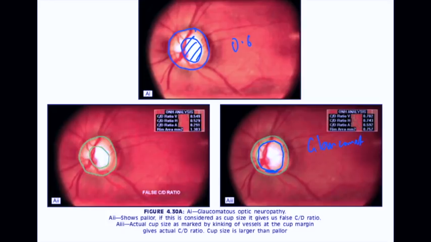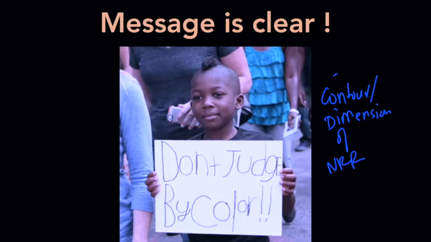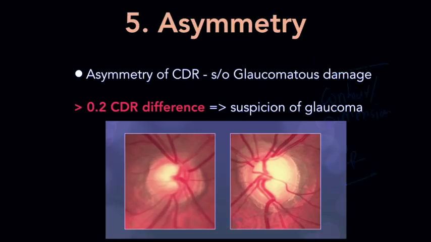So never ever look at the pallor. Do not judge a disc by its color. Always judge a disc by the contour, or by the dimension, or by the extent of the neuroretinal rim, not by the color of the cup. Very important. And again, we might get lost because we just see the fundus of one eye. We might not even remember to see the other eye as well. So always looking at the other eye is very, very important.